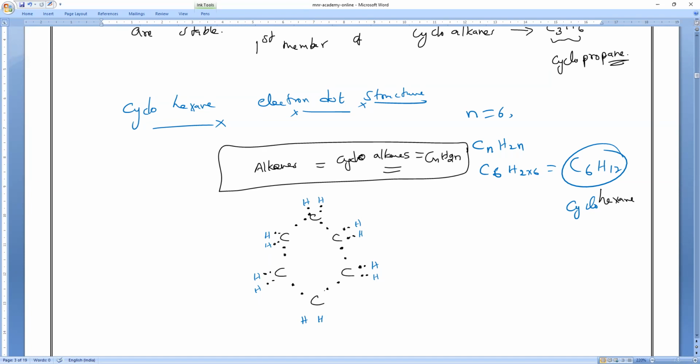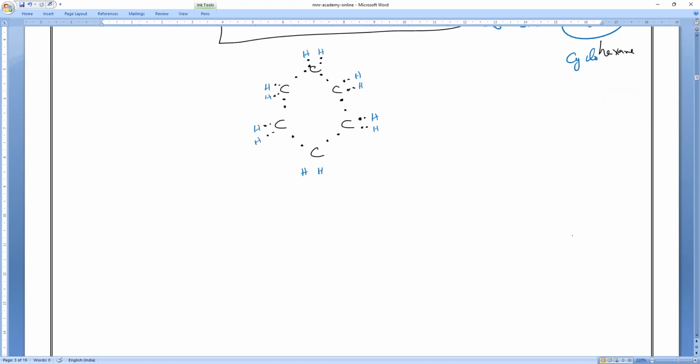Which is the more stable form? It starts from where? Cyclohexane. Hexane onwards, they are stable in nature. Before that, they are highly reactive. It starts from n equals 3, but they are very reactive in nature. So this is the electron dot structure of cyclohexane.